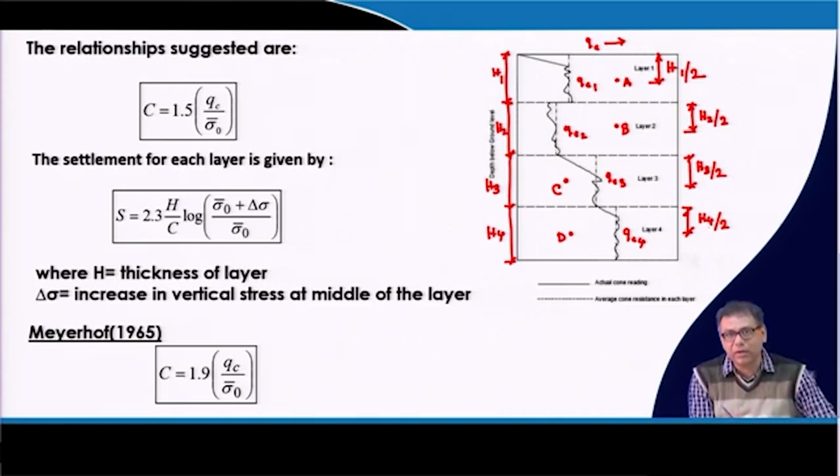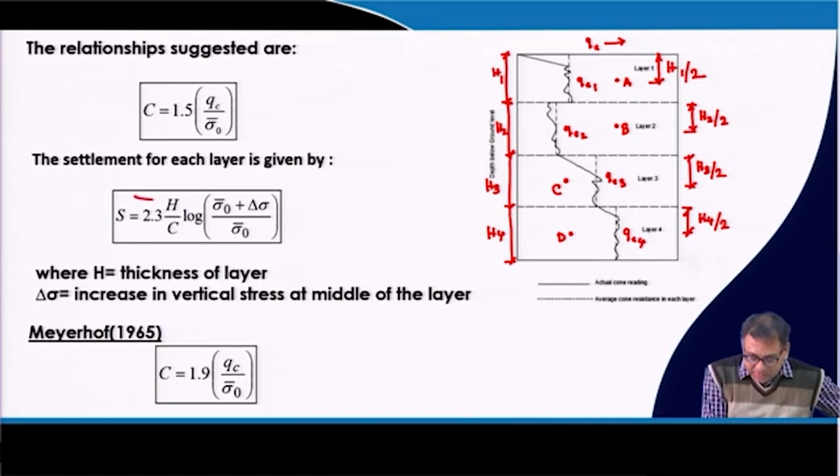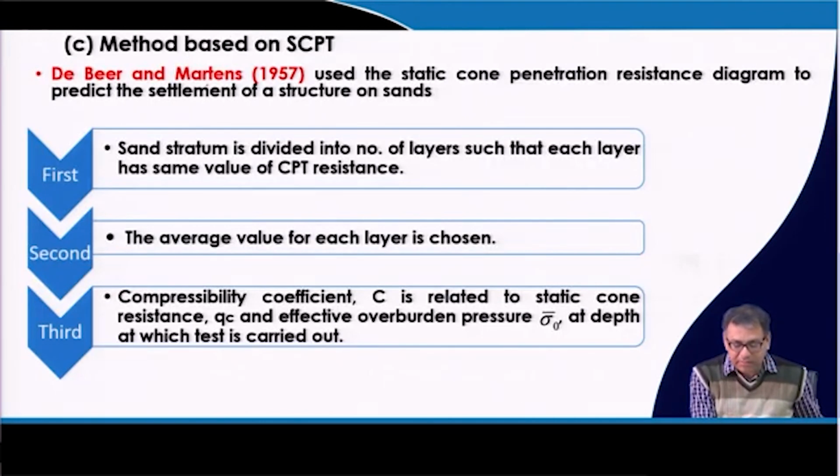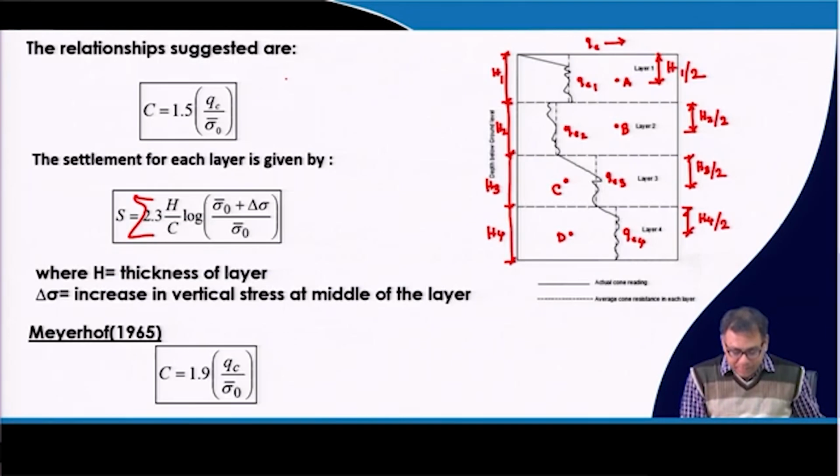Then once you calculate it for each layer, you have to apply the summation. And here H is the thickness of each layer, okay? And this is the increase of vertical stress at the middle of the layer, that I have discussed. Once you get this for each layer, you have to add them. And then how do I calculate the C value? That C value I will calculate using either this equation or this equation. The upper one is given by De Beer and Martens 1957 and this one is given by Meyerhof. So, you can use any of them.